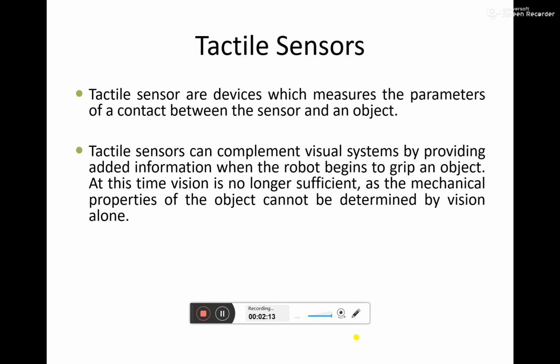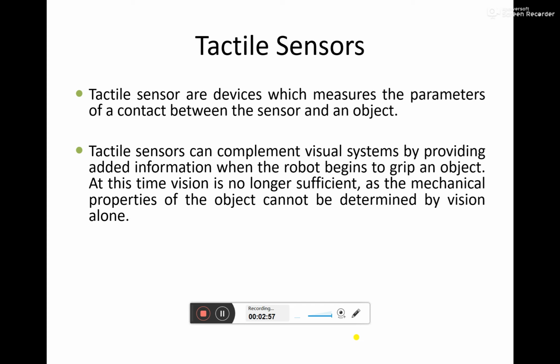Tactile sensors can complement visual systems by providing added information when the robot begins to grip an object. These sensors give additional information whenever the robot is holding or gripping, as when you are using a gripper as a tool where that gripper has the tactile sensors. In those cases, the tactile sensors will give added information whenever the gripper is touching the object.